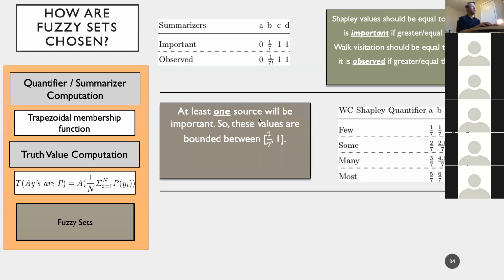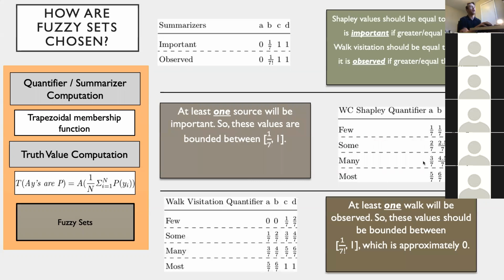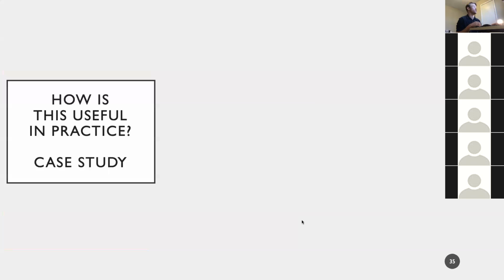But for the quantifier, we also have to do the fuzzy sets. I can talk about this later, or if you have any questions, but those were also chosen. The same with the walk visitation quantifier. I can rationalize all of those and how they were chosen, and they are in the paper, so I can send you that too. But the question is, how is this useful in practice?